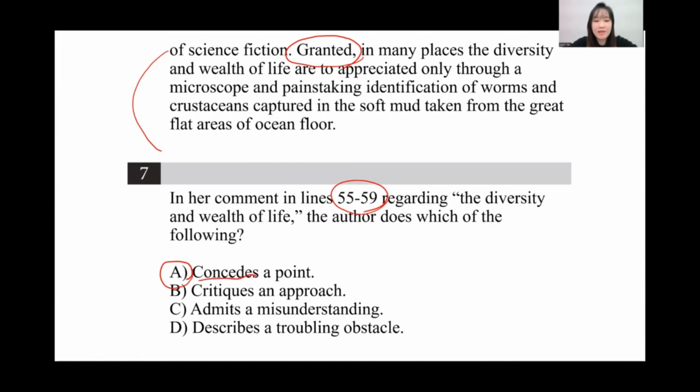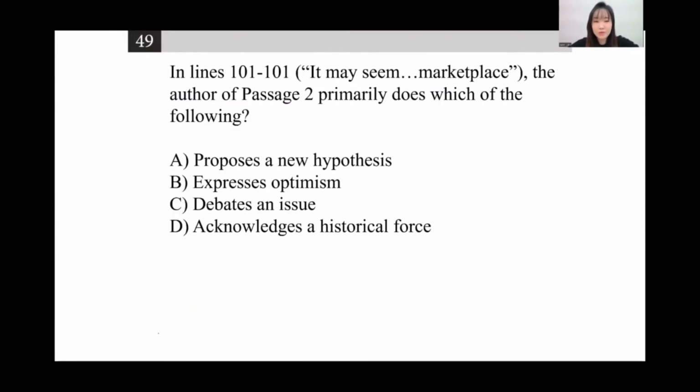We see again that it has the word concede, right? And in looking at B, C, D, they do not have the keywords. That's why we know automatically that B, C, and D are incorrect. So easy. We know right away that A is the correct answer because of the keyword. Okay, good. Let's go to the next one.